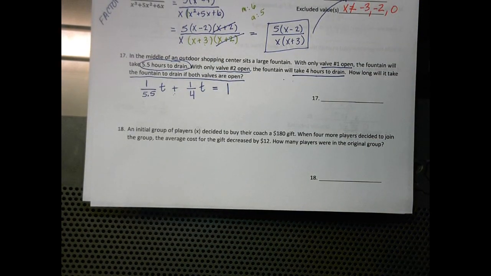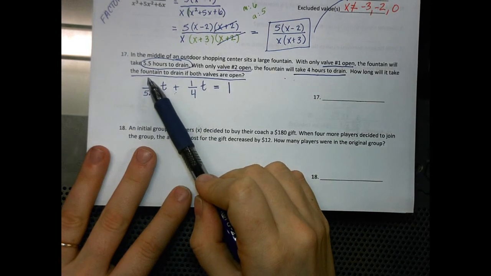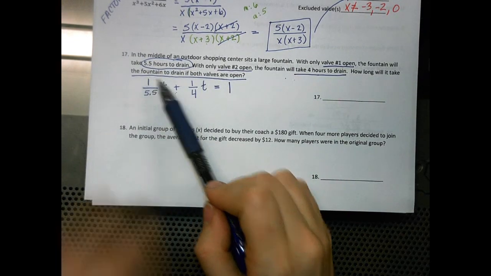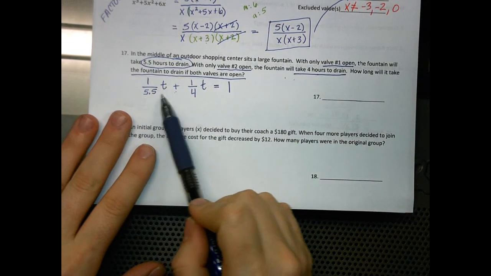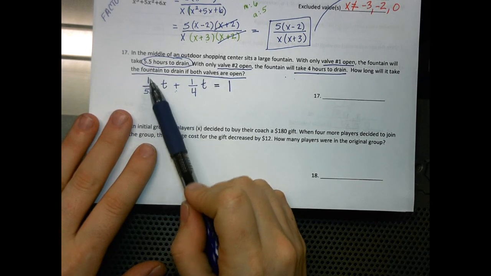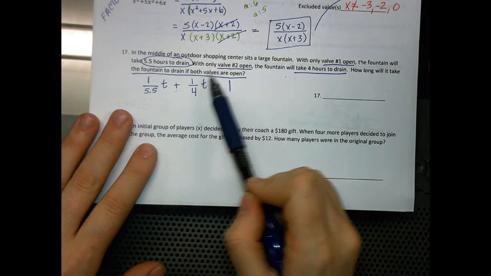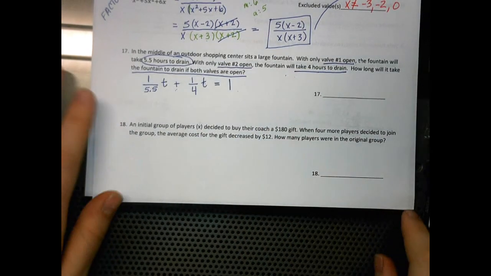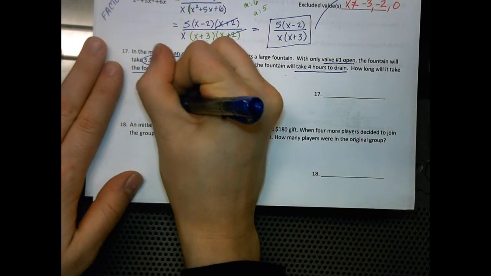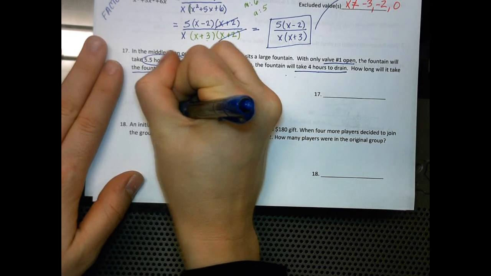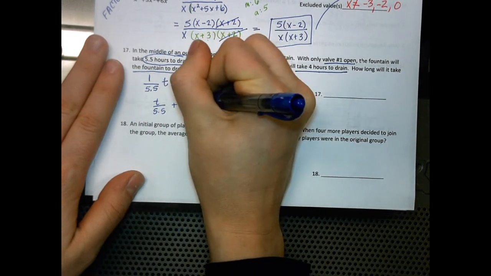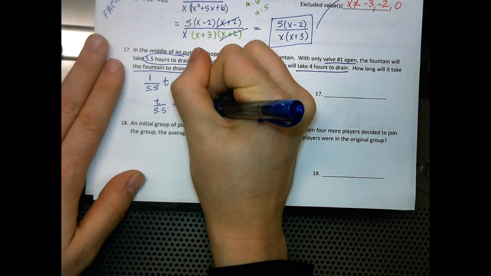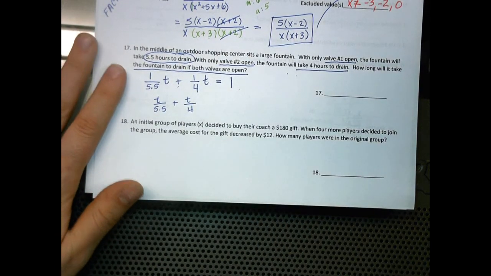So again, these are rates. You're doing how much per hour. This is 1 over 5.5 per hour plus 1/4 per hour equals 1 whole fountain. Now we can start to rewrite this and multiply by t, our time, divided by 4.